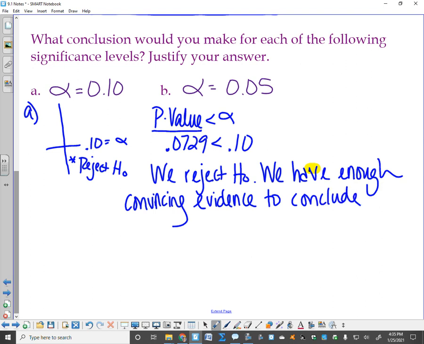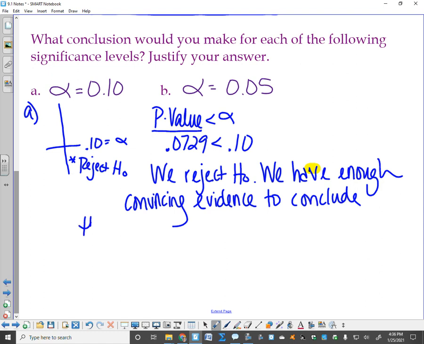Now remember, I said when you talk about your evidence statement, that statement is always about your alternate hypothesis. So I have enough convincing evidence to conclude. Okay, go look at what your alternate was. Your alternate is that the batteries last longer. So I don't want this in statistical symbols. I want it in words.